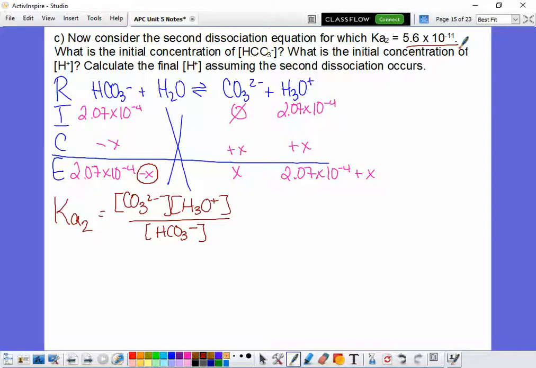All right. So is that minus x negligible? Yeah. When you compare 2.07 times 10 to the negative 4 to 5.6 times 10 to the negative 11, that's a really large value. So that x is going to be really tiny. Is there anything else we can omit?